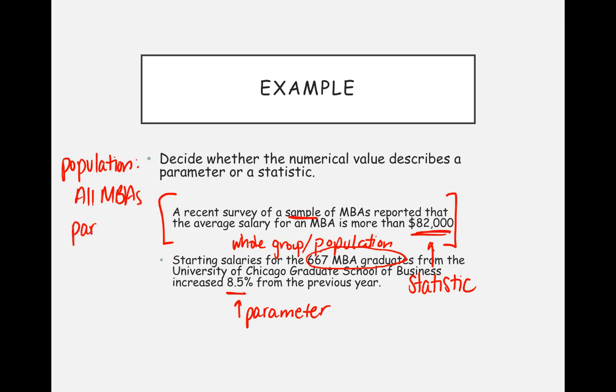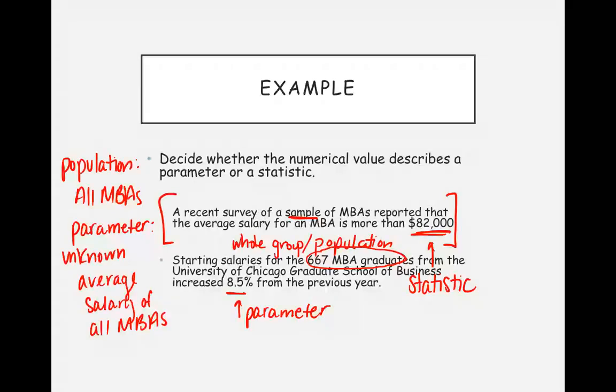And the parameter isn't given, so we don't have a numerical value for it. It's unknown, and it would be the average salary of all MBAs. So when you see things like that in the textbook problems, just know that sometimes there are going to be values that you don't know. And so in that case, you're just going to describe what it would be, but you don't have a numerical value to go with it.